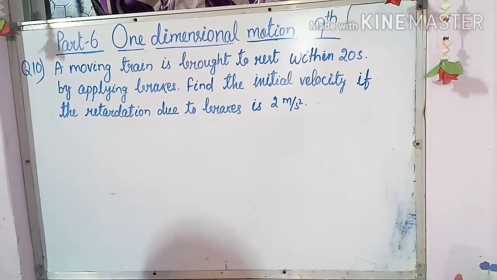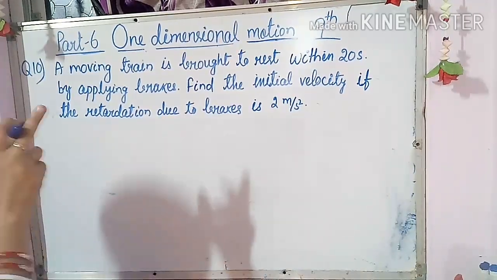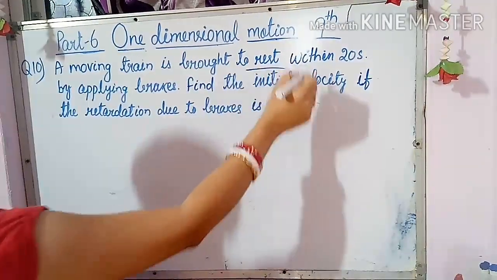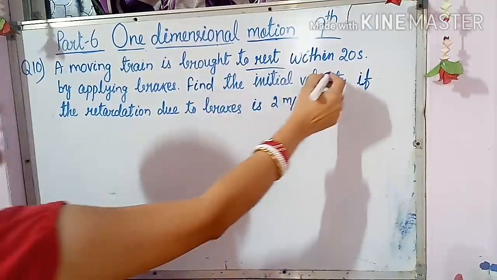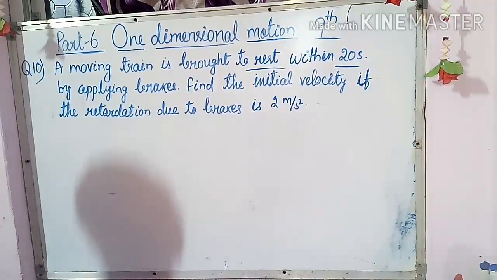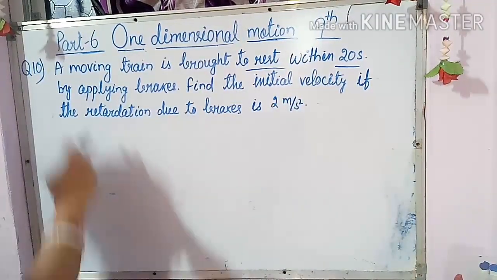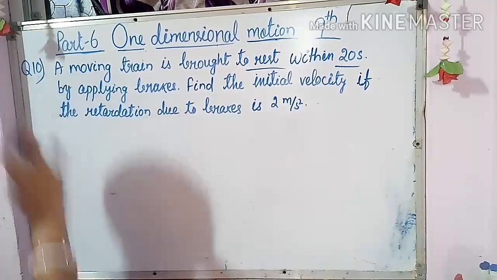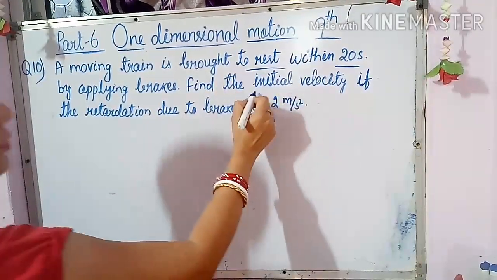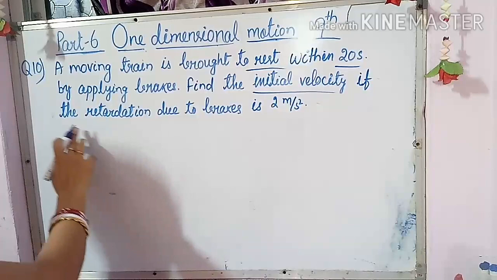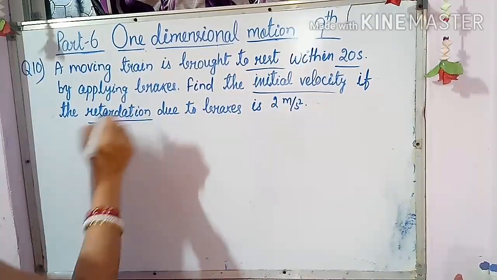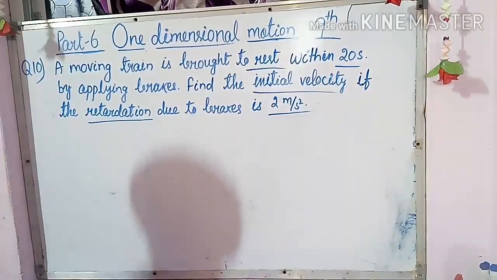A moving train is brought to rest. Brought to rest means it is the final velocity 0. Within 10 seconds means time is 10 seconds. Sorry, 10 seconds, not 20 seconds. By applying brakes means retardation is there. Find the initial velocity. u is asking. The retardation due to brakes. See, retardation has been given, 2 meter per second square.